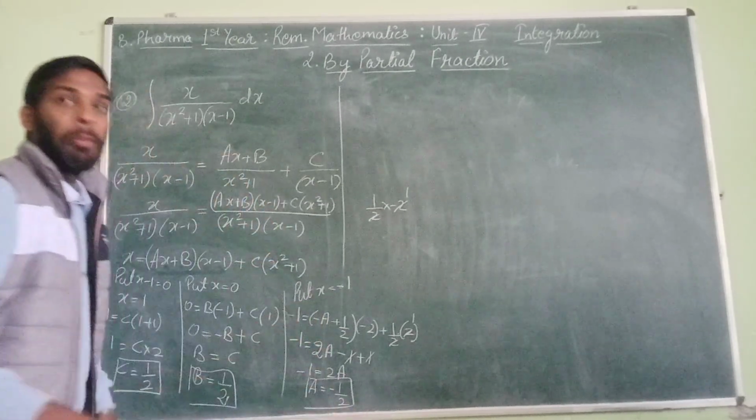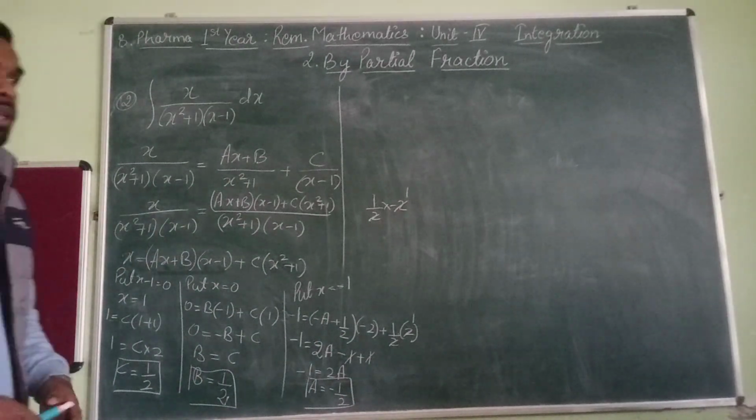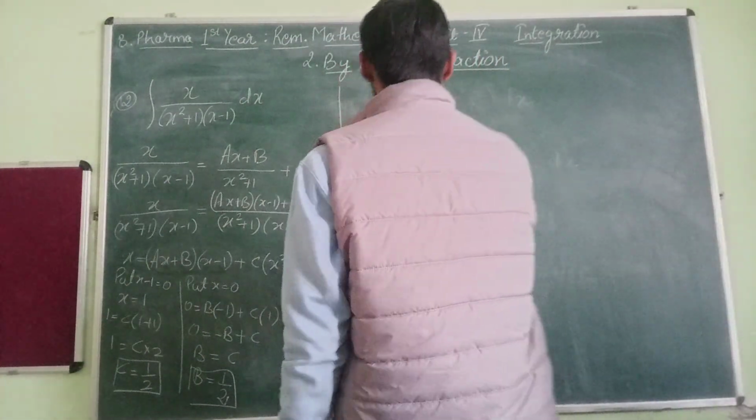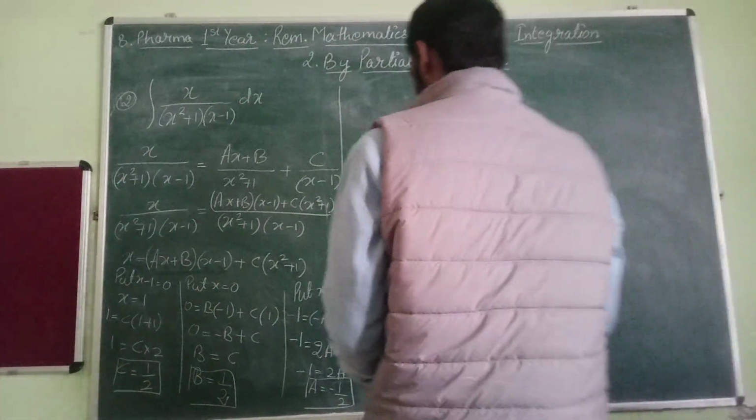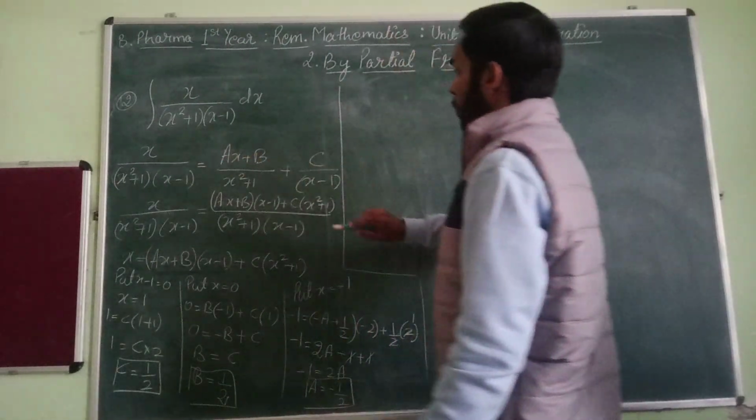A equals minus 1 by 2. B equals 1 by 2. C equals 1 by 2. Put these values over here.